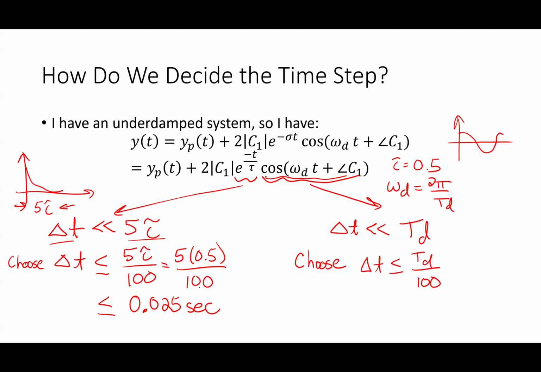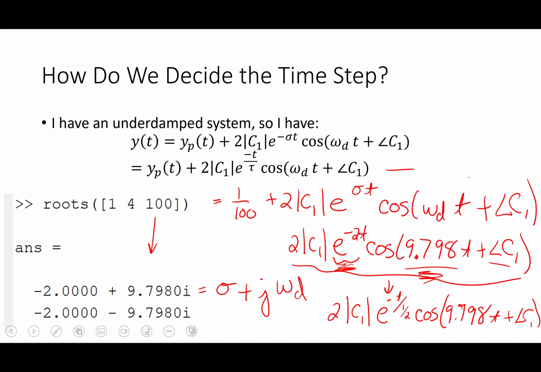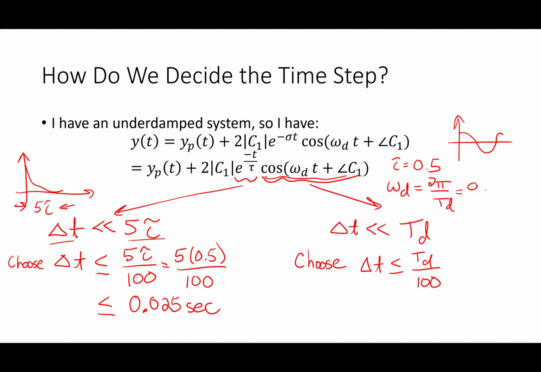What about for the cosine? To see the cosine, if I plug in the period with my omega d, which was 9.798, and solve for my t sub d, this would be 0.6413 seconds. So if I plug that in here, 0.6413 divided by 100, what would that be in seconds?